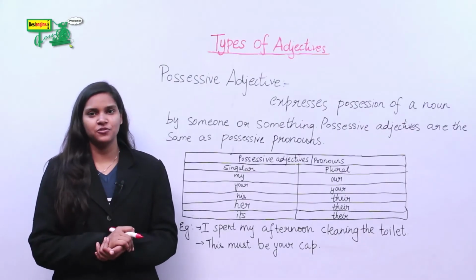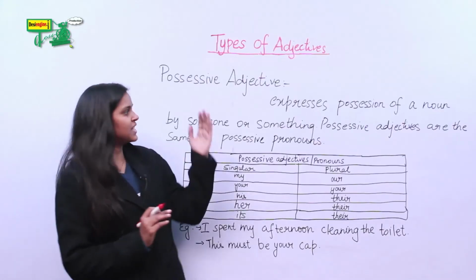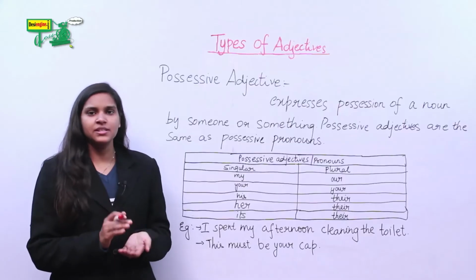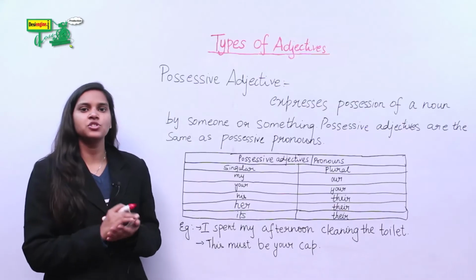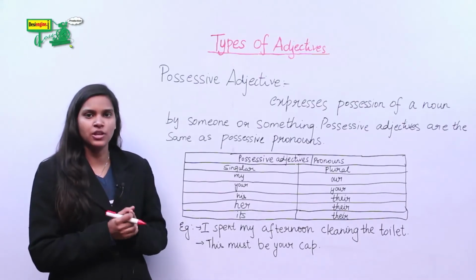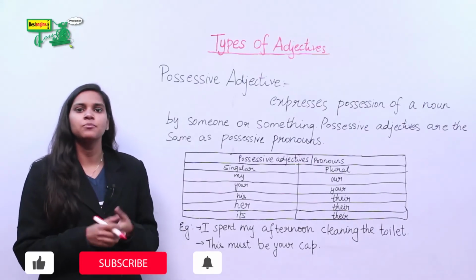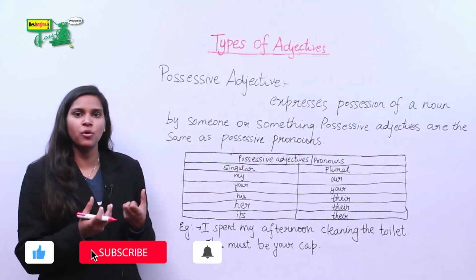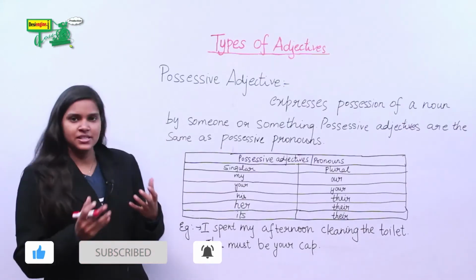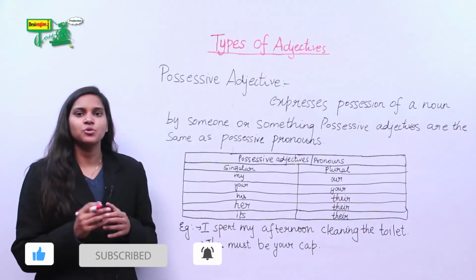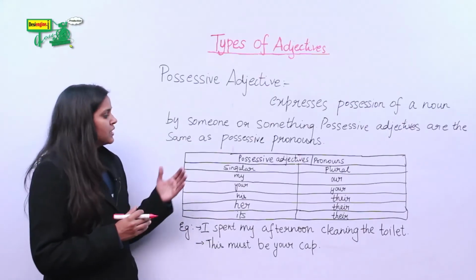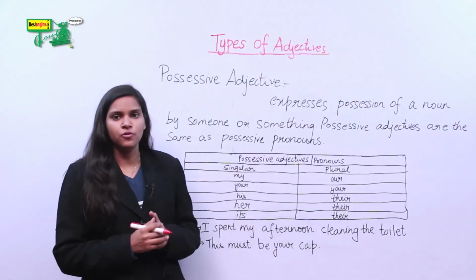Let's do the next kind of adjective, and that is possessive adjective. Possessive adjectives are adjectives which express possession of a noun by someone or something. Possession, that is ownership of a noun. Possessive adjectives are also known as possessive pronouns. They have singular and plural form.